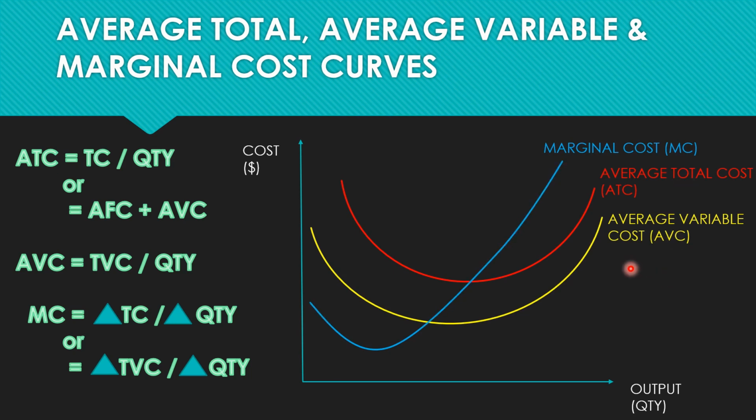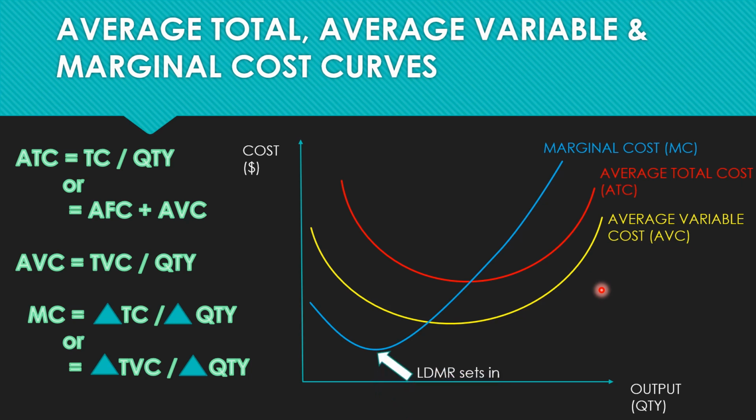Alright, so you can see that the yellow curve here is the average variable cost. The red curve here is the average total cost. It will always be above the average variable cost because it includes the average fixed cost. Now the marginal cost here, you can see it's like a J, and it will cut through these two curves, the yellow and the red curve.